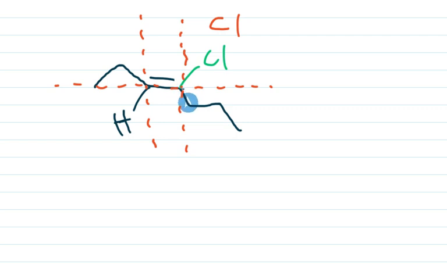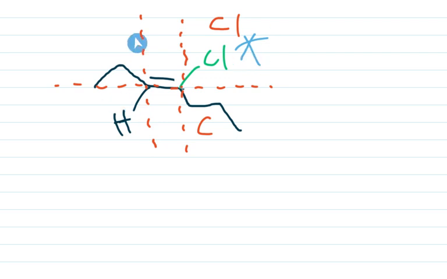Let's trace. The first atom we reach is carbon, so we write carbon here. Now who has a higher atomic number, chlorine or carbon? Chlorine does. So chlorine is the higher priority group on the right side of the double bond. So we asterisk this one.